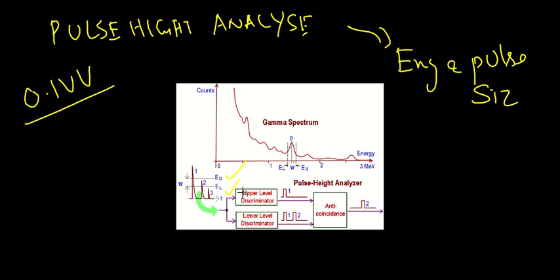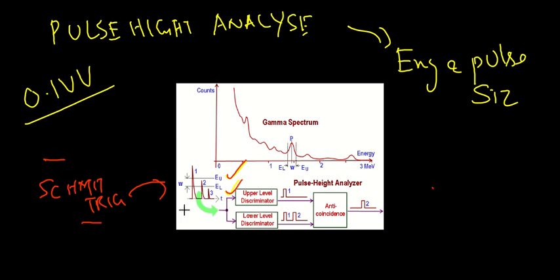It has an upper discriminator level. Can you remember any circuit which works in this way, which has an upper threshold and a lower threshold? If you guessed correctly, it is the Schmitt trigger. Similar to the Schmitt trigger, here we have an upper threshold and a lower threshold, which are used to identify your pulse height, and it only accepts a pulse between a preset range.